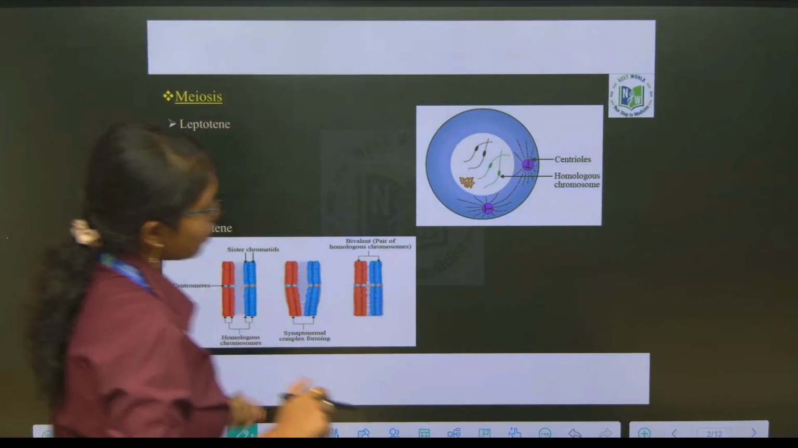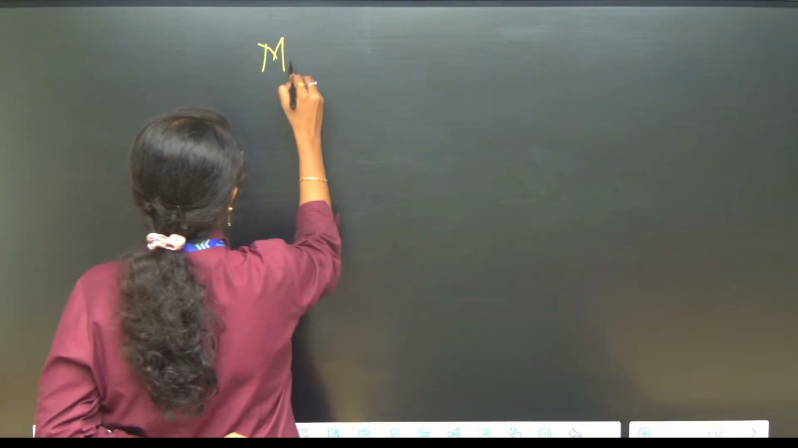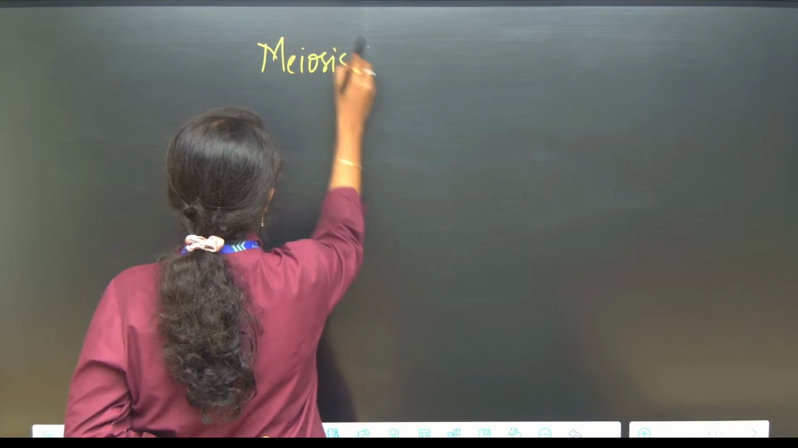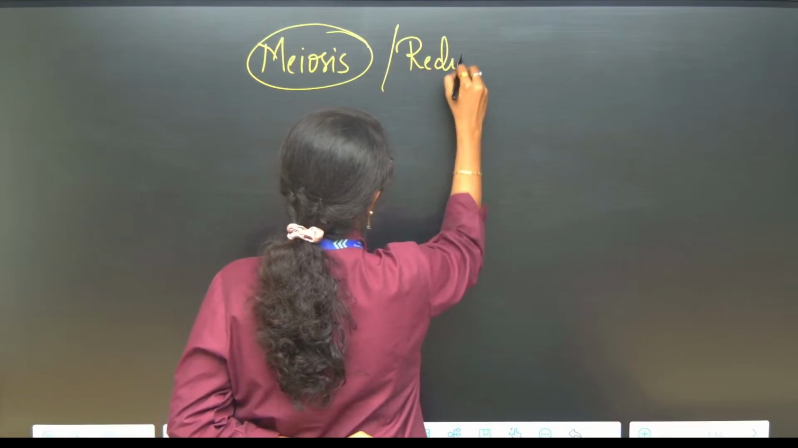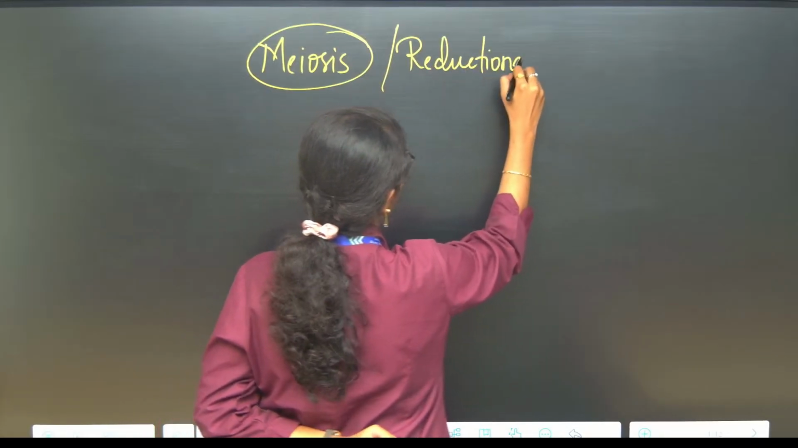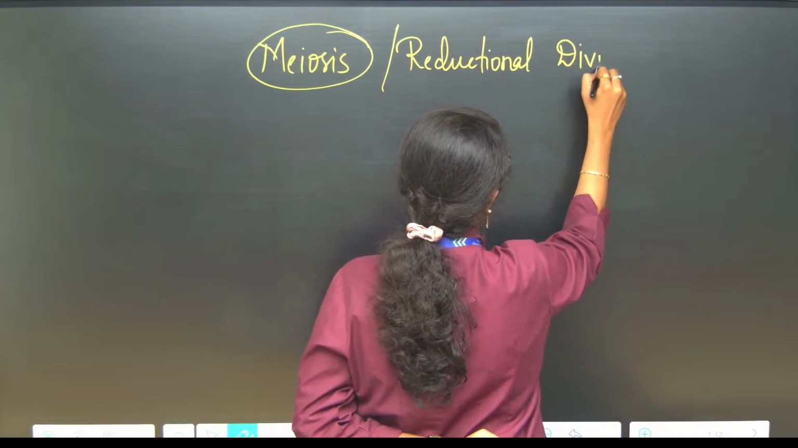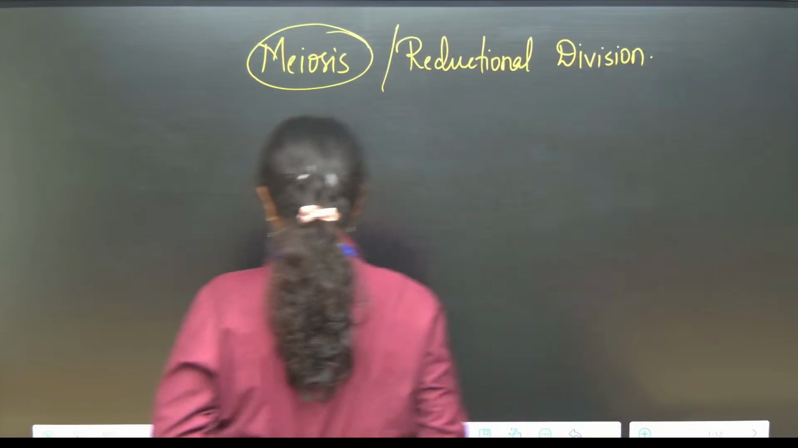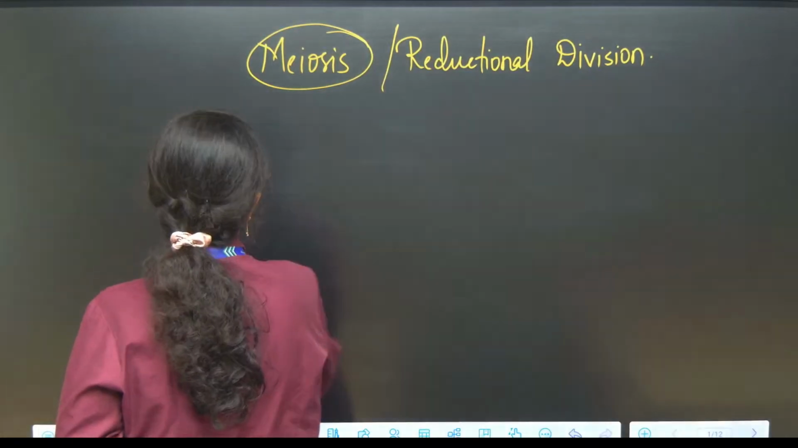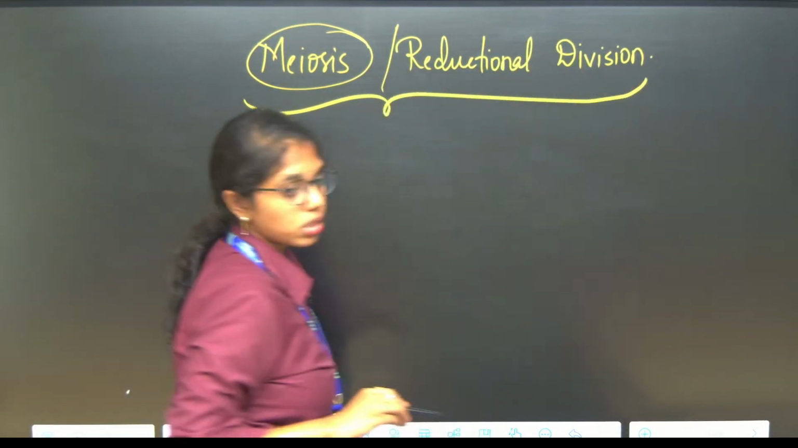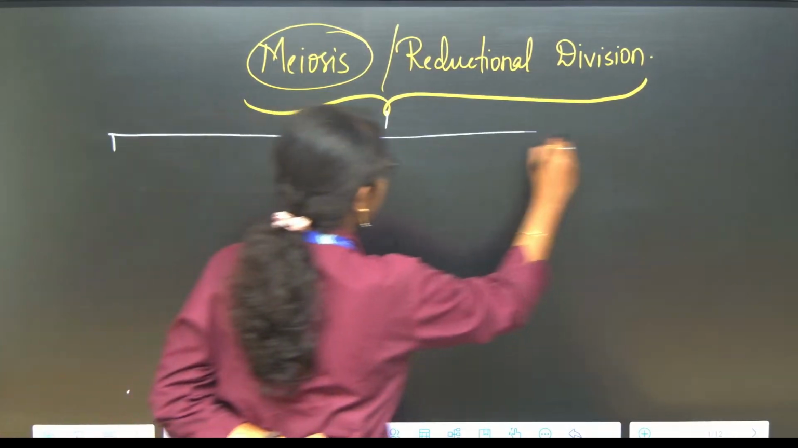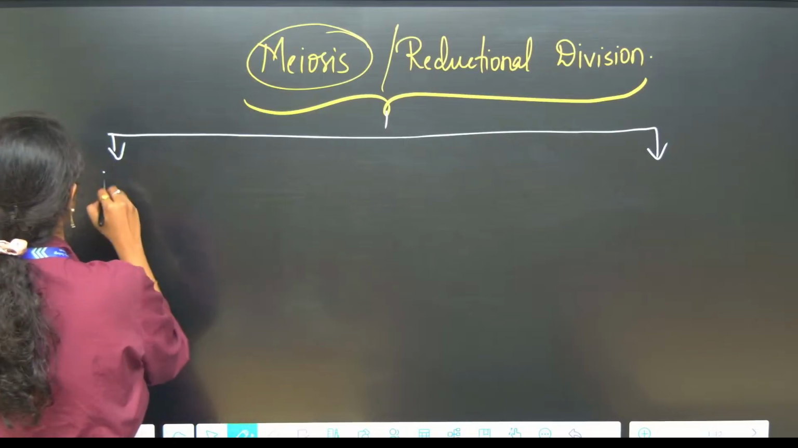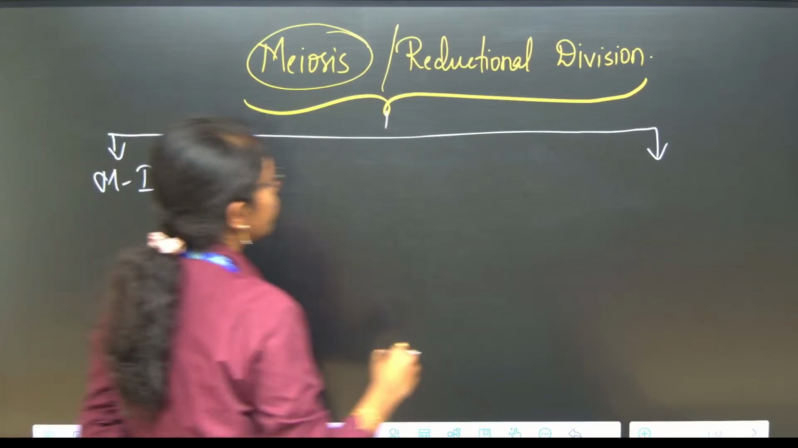Let's have a quick recall. Meiosis is also called as what? Yes, very good. It is also called as reductional division. Reductional division in meiosis takes place in 2 phases, right? What is that? Meiosis I and meiosis II.